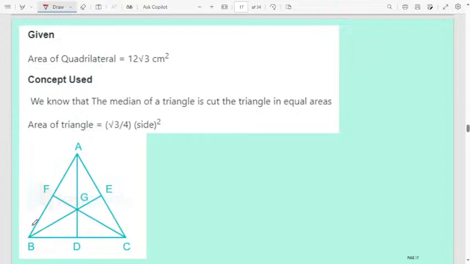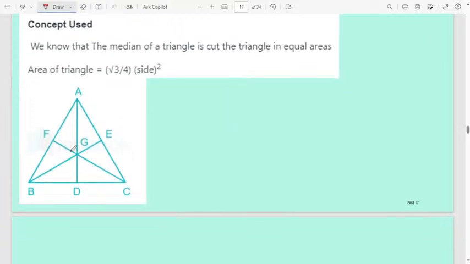Equilateral triangle means each angle will be 60 degrees. The area of the quadrilateral is given in the question, that is 12 root 3 centimeter square. We know that the median of a triangle cuts the triangle into equal areas. Consider AD as the median. This median will cut the triangle into two equal parts.